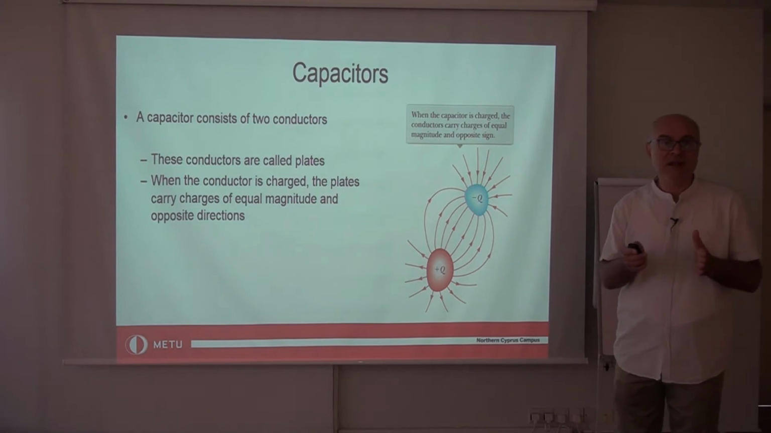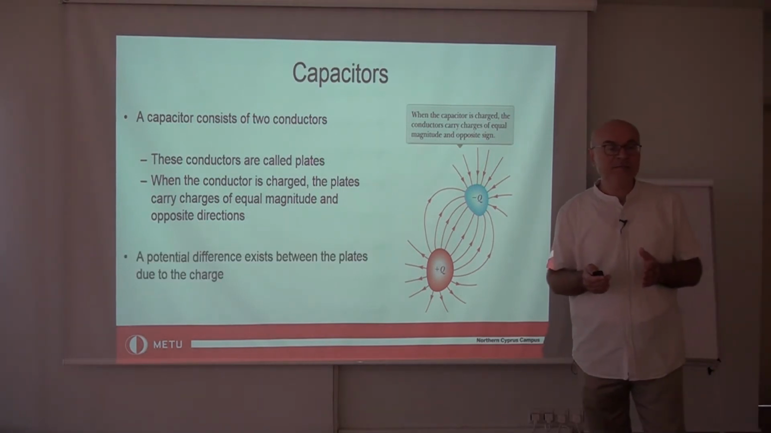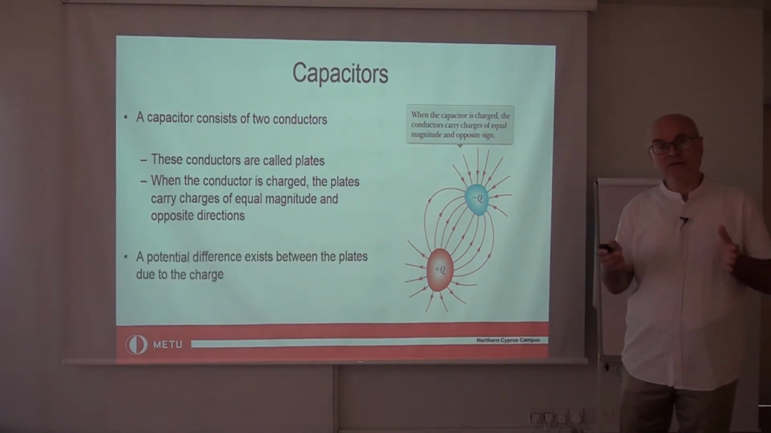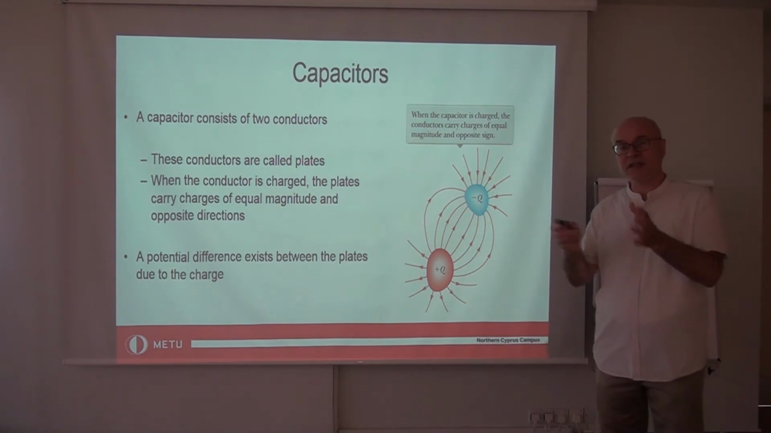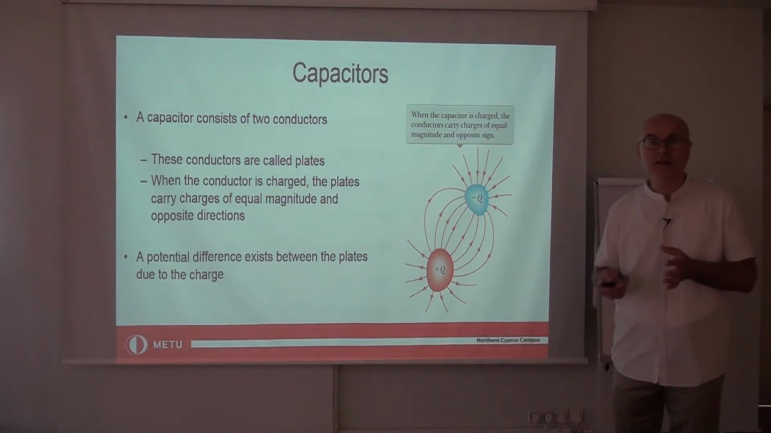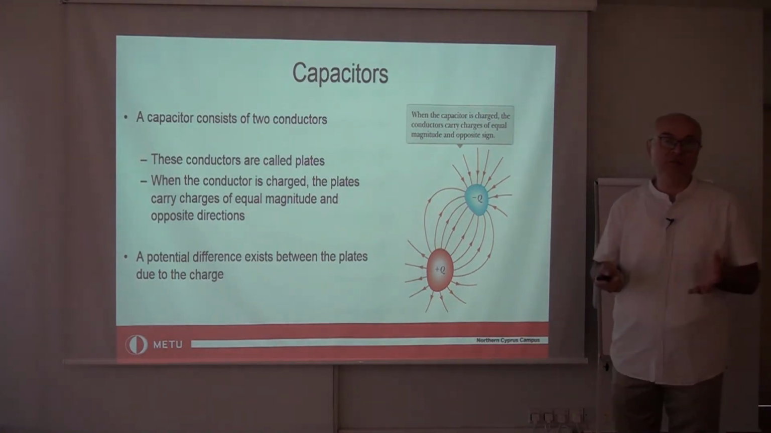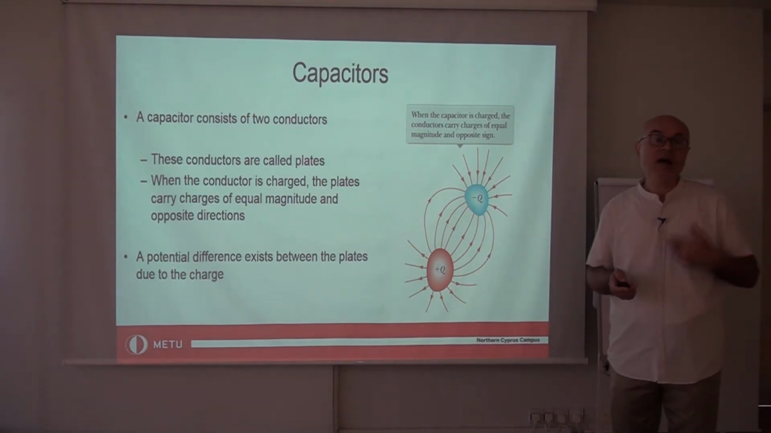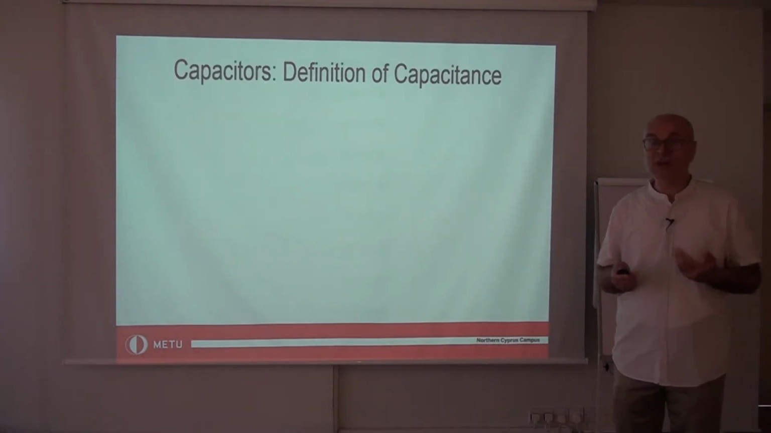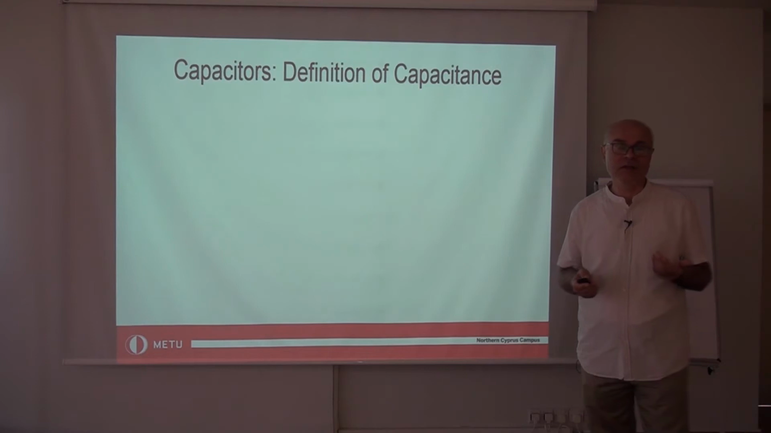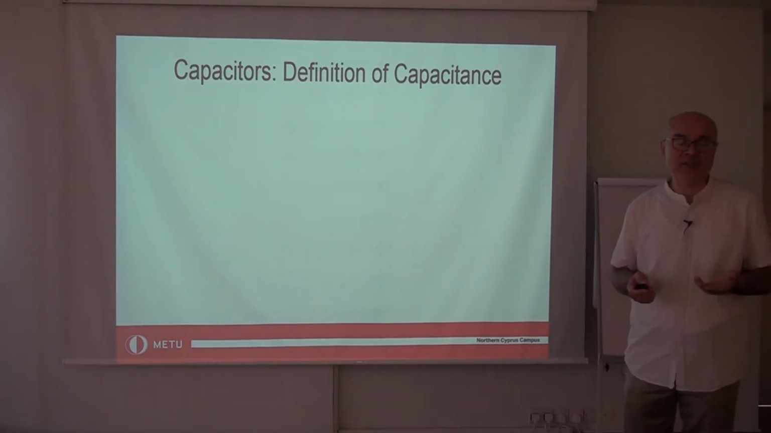So this is how you define a capacitor. And as such, when you have 2 conductors carrying equal and opposite charges, of course, there will be an electric field in the space between these 2 conductors. The electric field will be generated, and therefore a potential difference will be generated also. Okay? When you have electric field, you have potential difference.